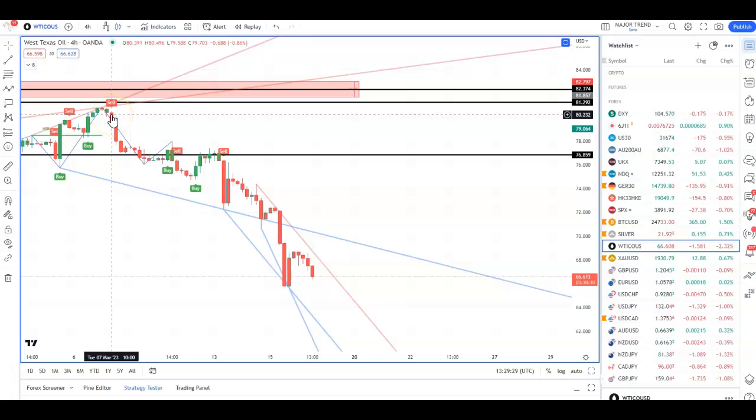Oil, this is, by the way, West Texas, $66.60. Sell there, sell there, sell there. What can I say?